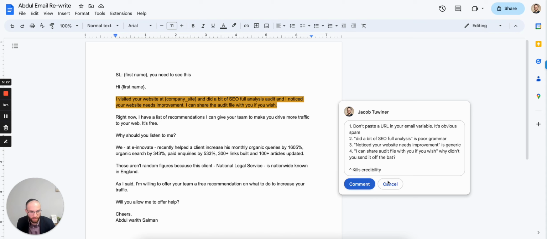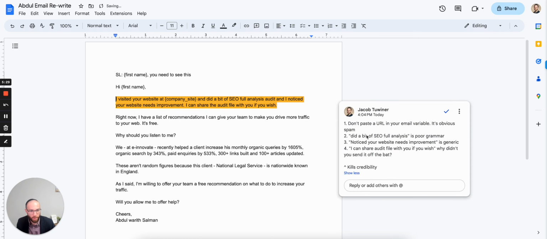As you can see here, you're pasting a URL, which just shows that you mail merged it and didn't actually look at their website. That's what I would see when I look at this. "Did a bit of SEO full analysis" is poor grammar. If you can't even write proper English, why would I trust you to run my marketing for me, right?